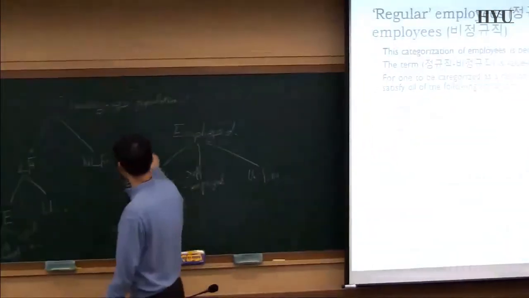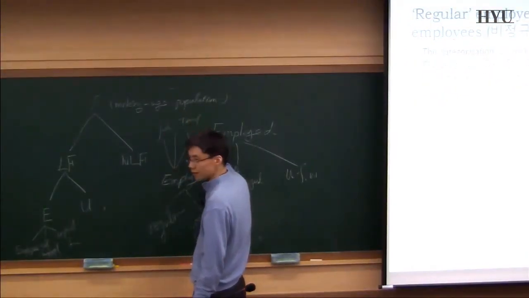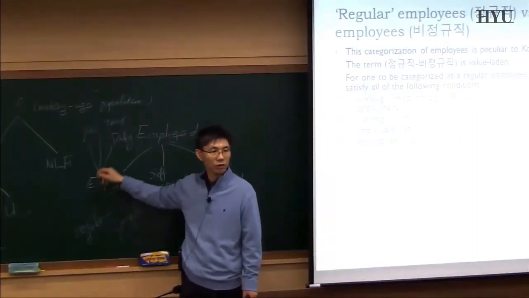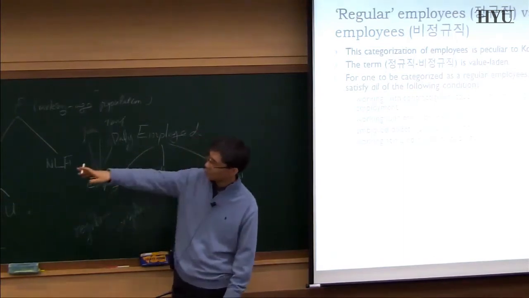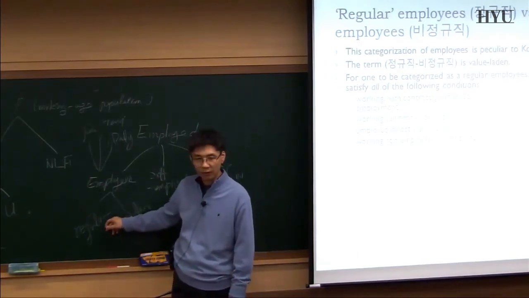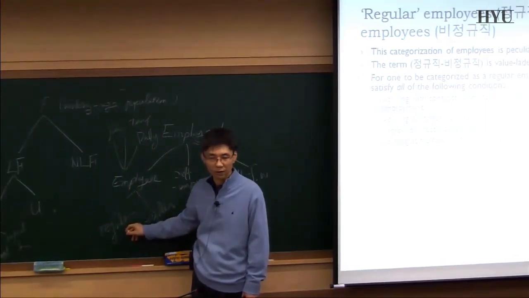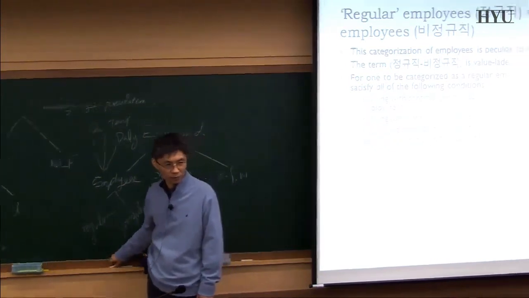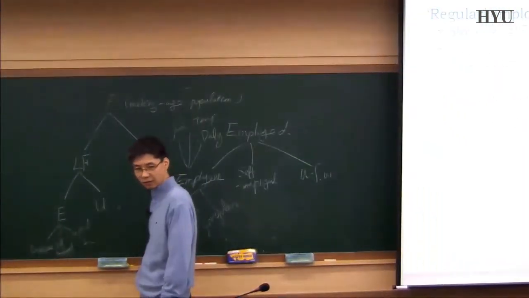Also, there are another 3 groups, right? Permanent, temporary, and daily. These are different categorizations, so they do not overlap with each other. The regular employee is much more narrowly defined than the permanent employee. A permanent employee is 1 year or longer. Here you should have a contract until the retirement age, so that as long as you want to work for this company, you are able to work. That's the first thing. So if you have a 3-year contract, then you are a permanent employee, but not a regular employee.